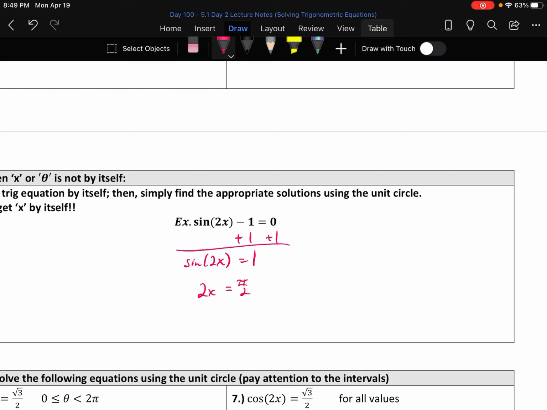Now we're not done yet. We have to get the x by itself, because remember, you're solving for x, the variable. So at this point, to get rid of the 2, you just divide both sides by 2. So x is equal to pi over 4. Pi over 2 divided by 2 is just pi over 4. That would be your final answer: x is equal to pi over 4.